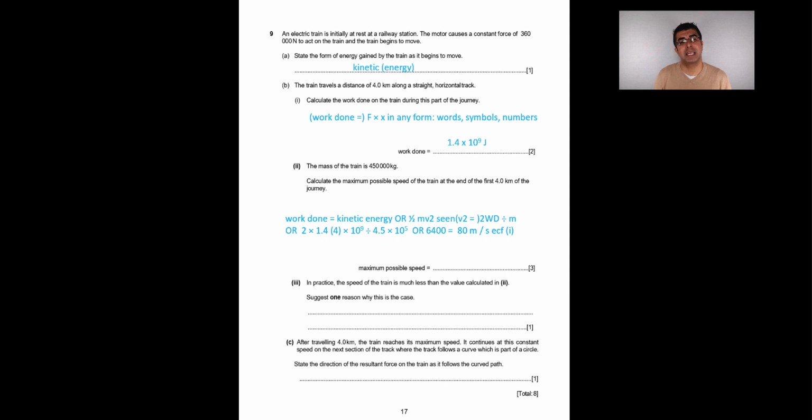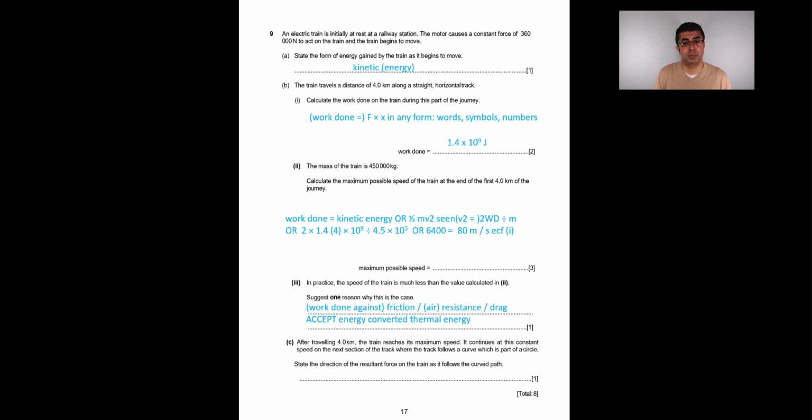Why do they say maximum possible speed? Because here we're assuming that no energy has been transferred to the surroundings. While students think that makes your life awkward, it's actually making your life easier because we are neglecting any energy being lost in any other form.